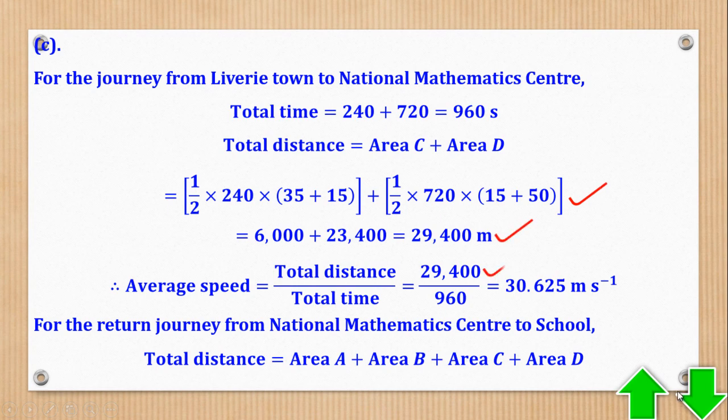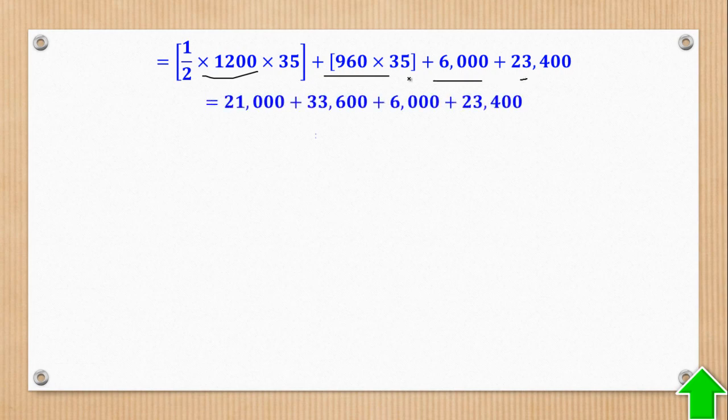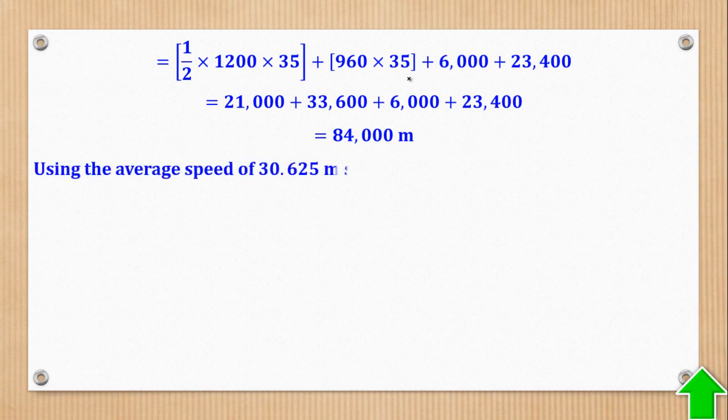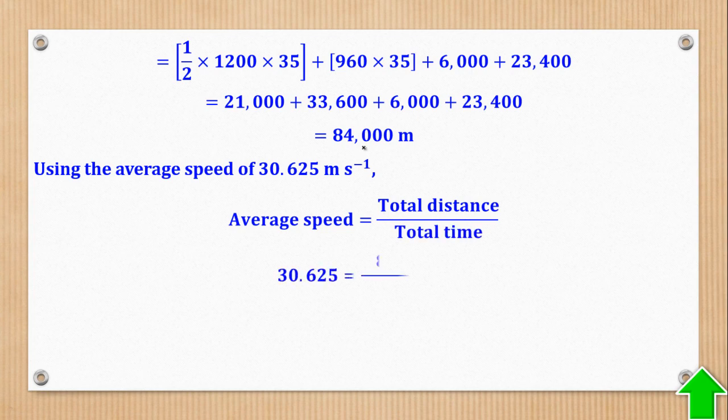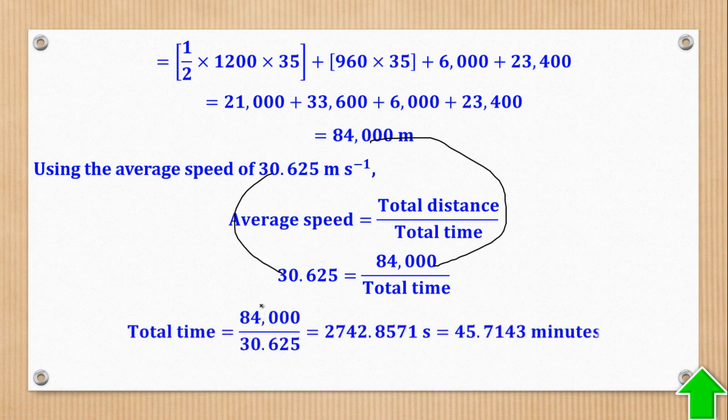Let me first see the scores for this slide, then I can go to next. So area A, area B, area C, area D. So I can now get the total distance overall. Then using the average speed, I can now get the total time. So substitute average speed, total distance, then I can get total time. And that's what they wanted.